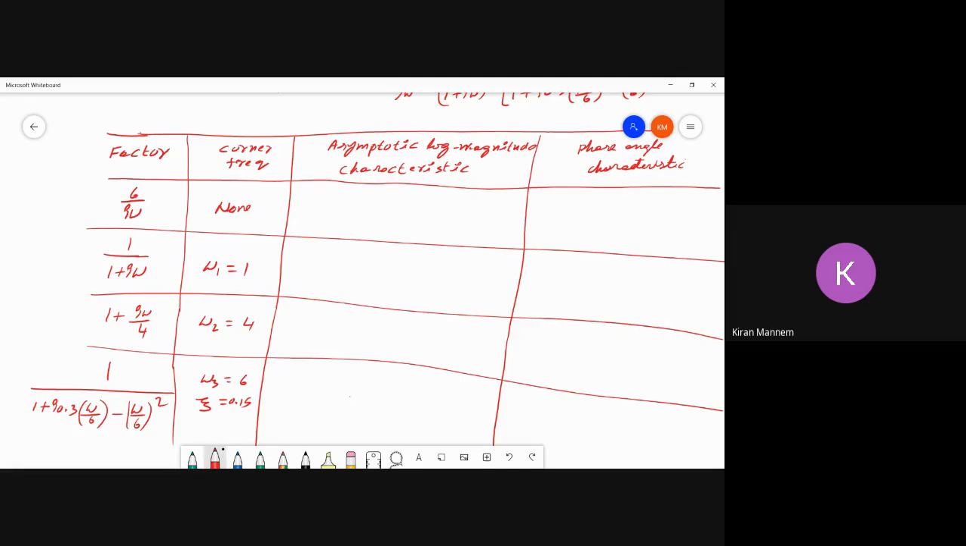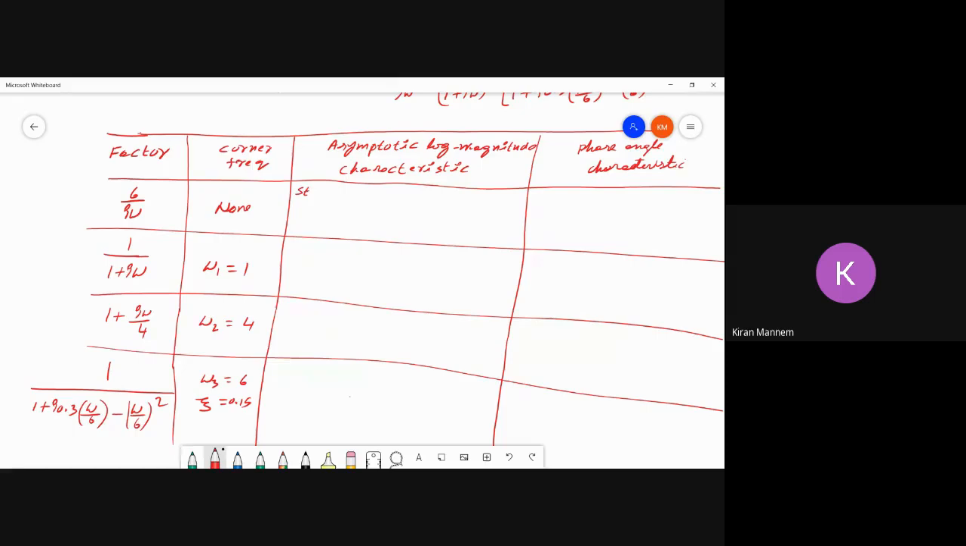Next point is we'll write the characteristics of all these factors. The first factor, if you look at this, is a straight line with a slope of minus 20 dB per decade, but it is passing through 20 log k. So what's the k value here? 6. Okay. At omega equal to 1. So this is the characteristic of our first basic factor. So basically this is k by j omega whole to the power of r. You recall that basic factor.